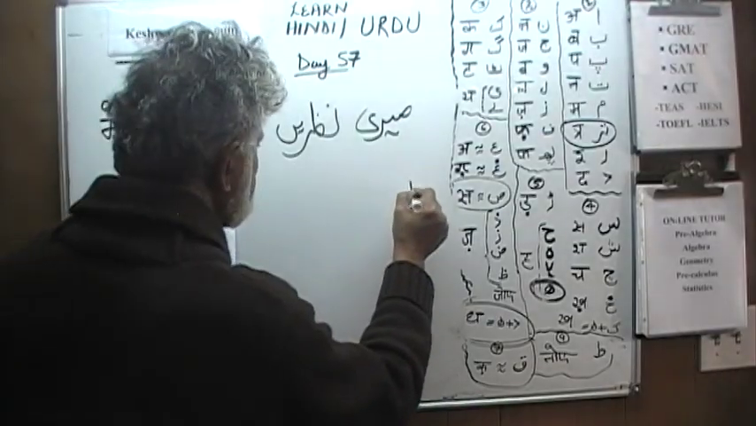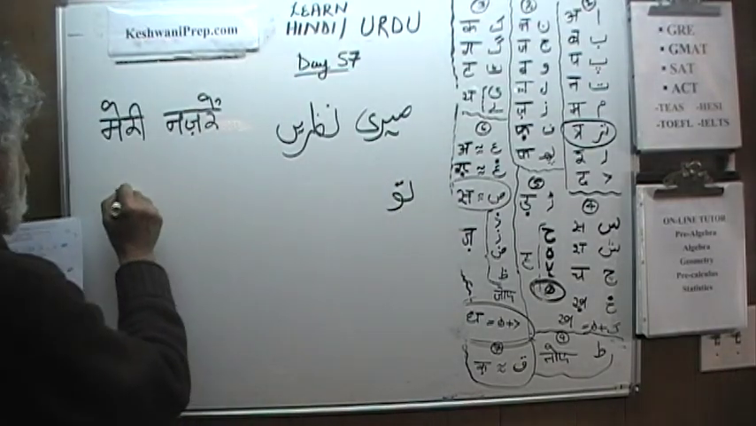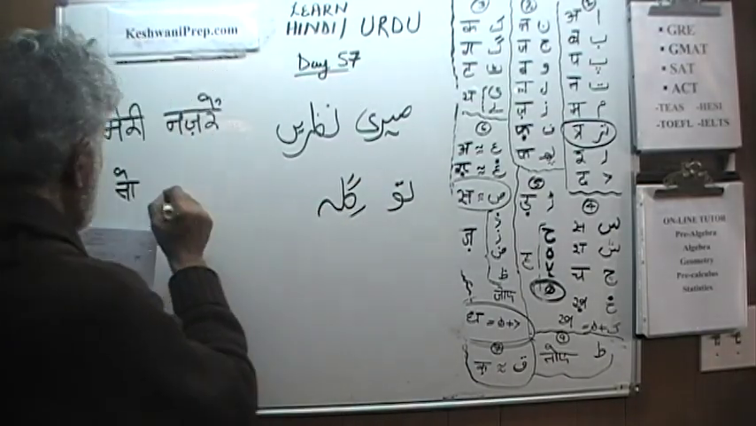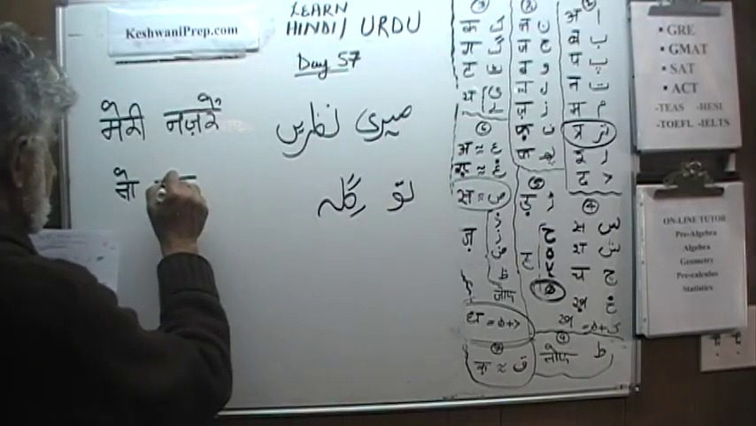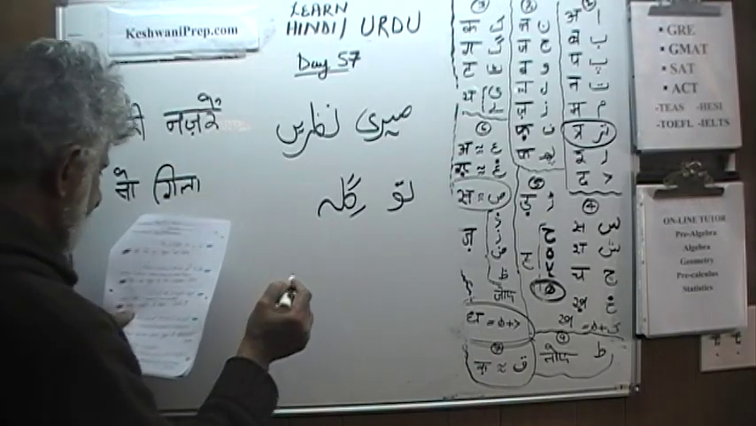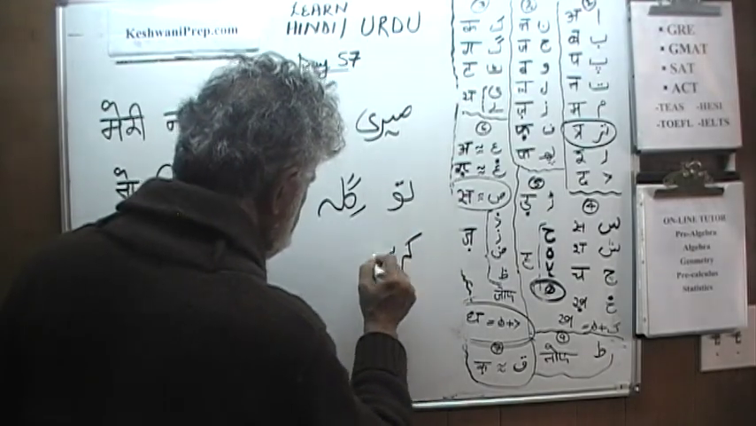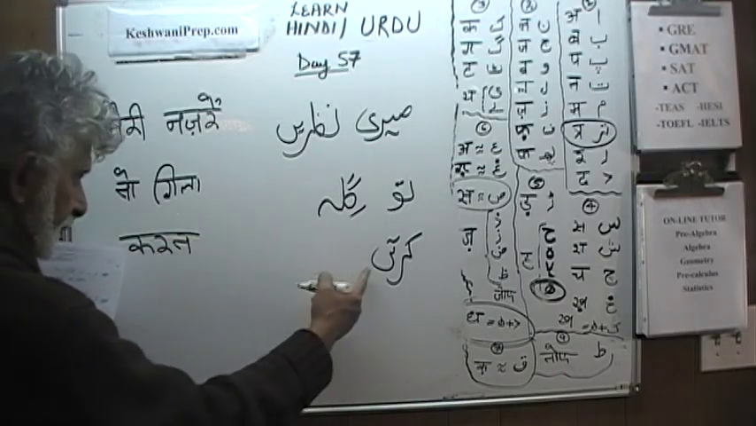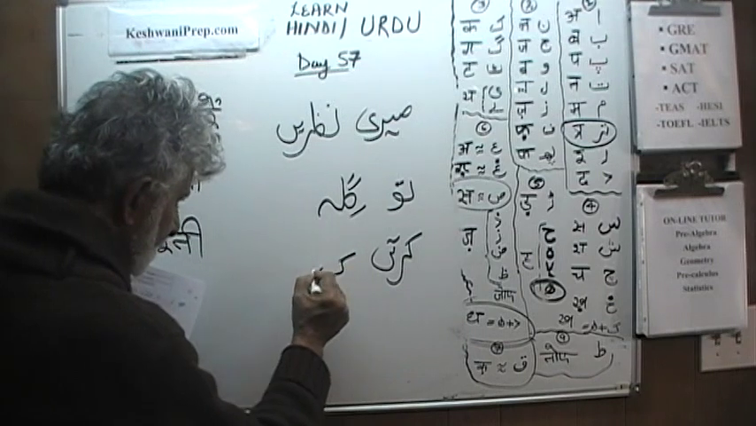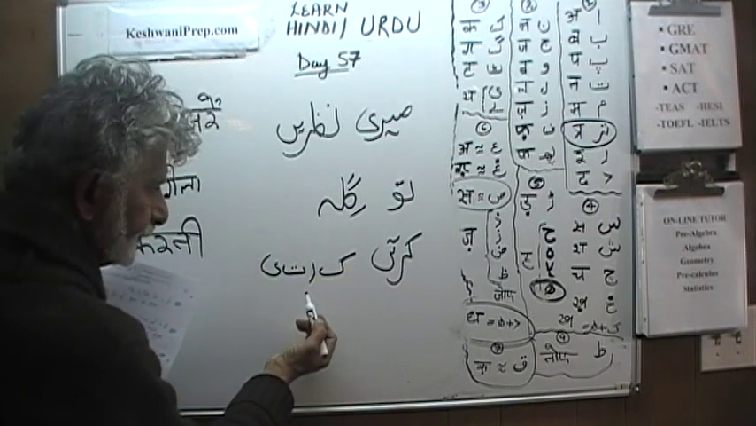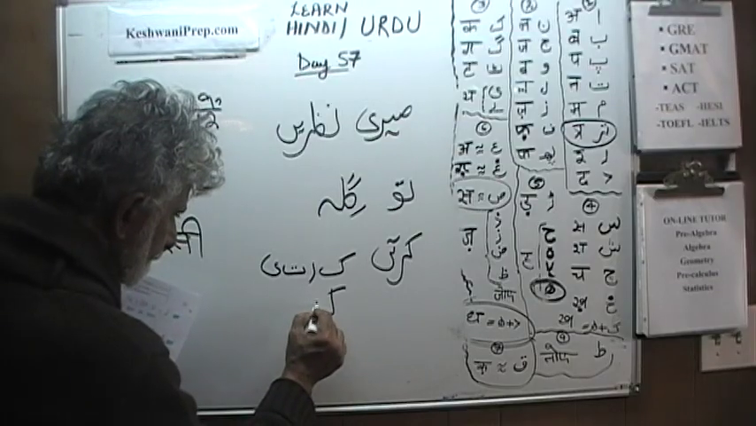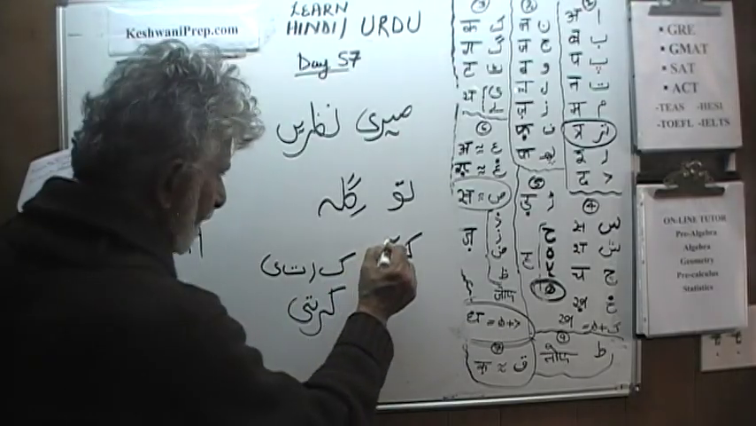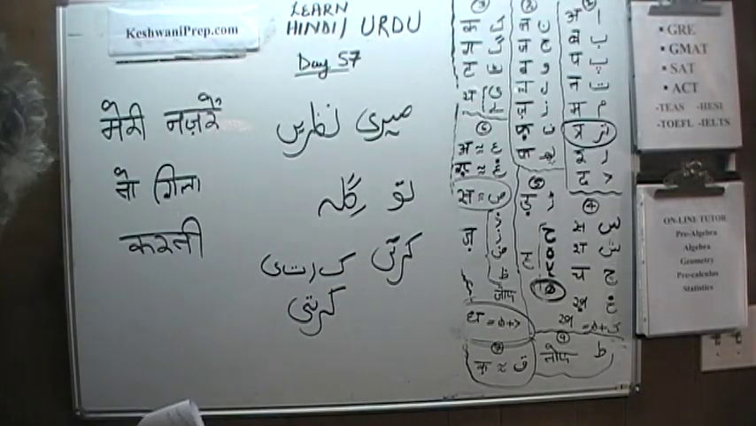to gila, chhoti i ki matra, gila, karti, karti with the badi ee ki matra. So this karti is kaf, re, te and chhoti ye. K, r, t and chhoti ye. All of that is this. These two dots that you see there, that's what that is. Karti.